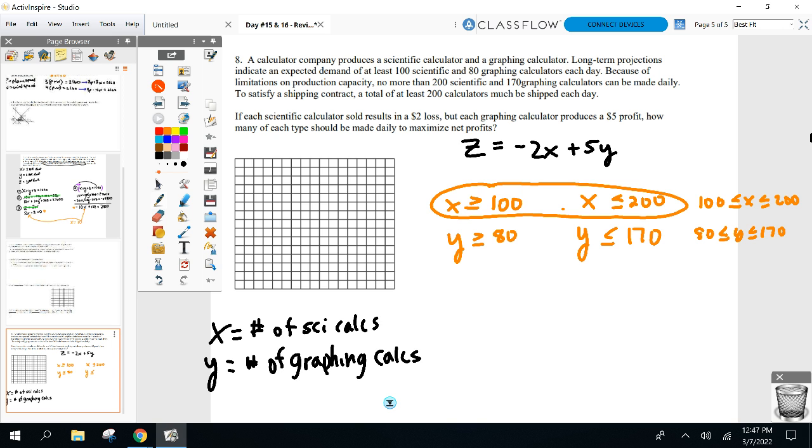I wish that was it, but we got one more. Read the last line of the first paragraph. A total of at least 200 calculators are shipped every day. Last inequality: X plus Y greater than or equal to 200. So there's 5 here total. I will tell you tomorrow how many inequalities you should have, but I won't tell you how many corners. That's the deal.